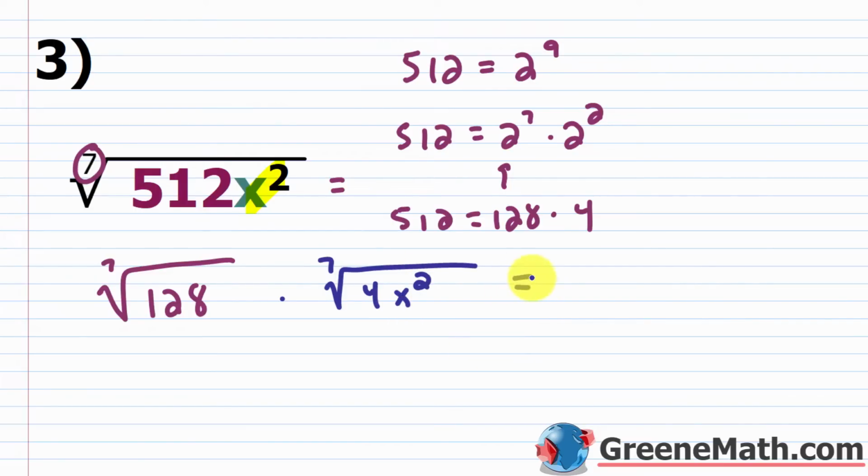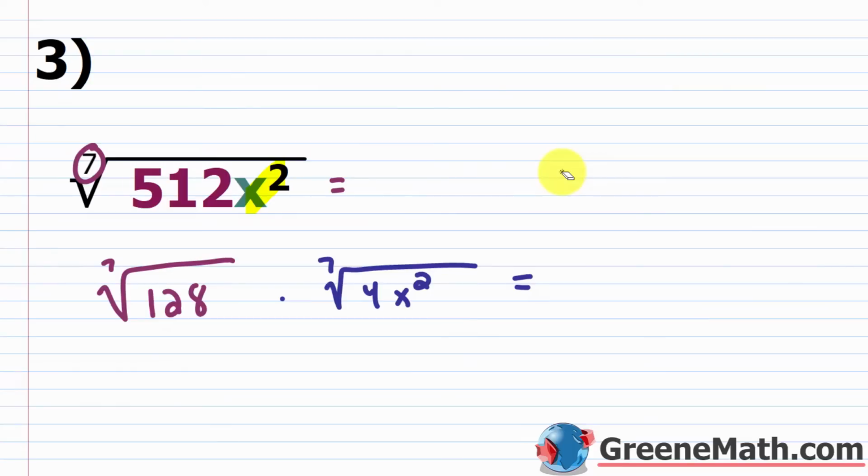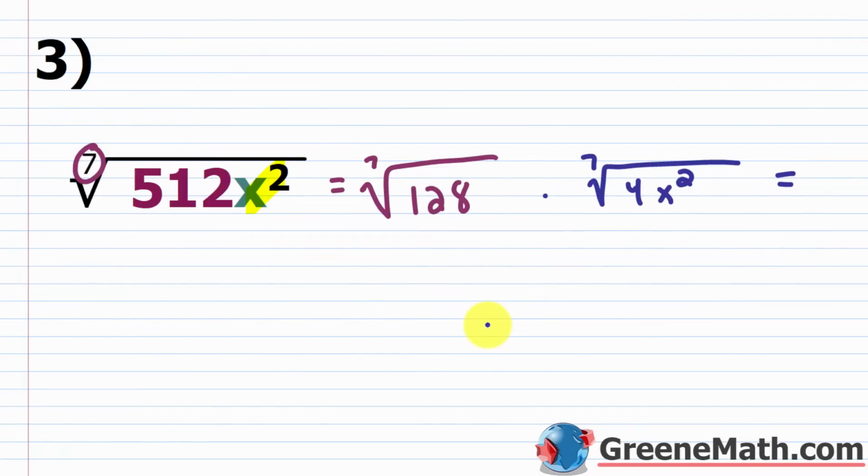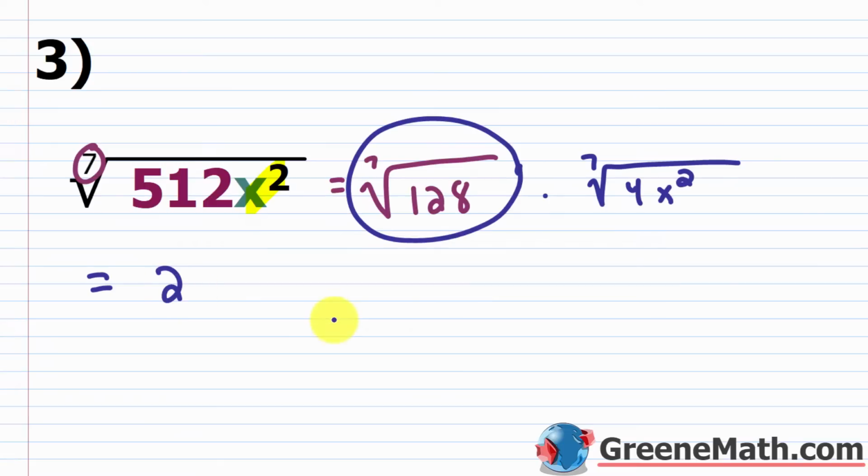Okay, so now let me erase this and make this a little bit cleaner. I'm going to drag this up here like this, and let me put this equal sign down here. This part right here, we know is going to simplify to 2. So let me put a 2 there. And then this part right here, I can't do anything with that, so it just comes along for the ride. So 2 times the 7th root of 4x squared.